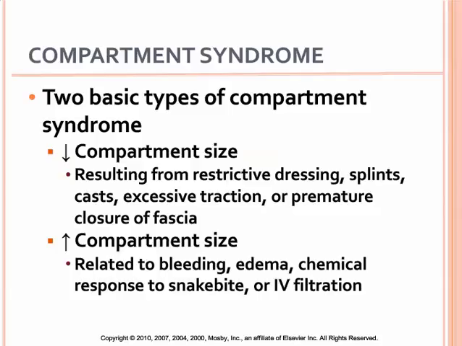There are two basic types of compartment syndrome. One is where there's a decrease in the compartment size that resulted from restrictive dressings, splinting, casts, excessive traction, or premature closure of fascia, or increased compartment size would be related to bleeding, edema, chemical response to snake bite, or IV infiltration. Depending on the patient's age and body mass index, the expected range of intracompartmental pressure readings is 0 to 10 millimeters of mercury, and readings of greater than 30 indicate compartment syndrome.